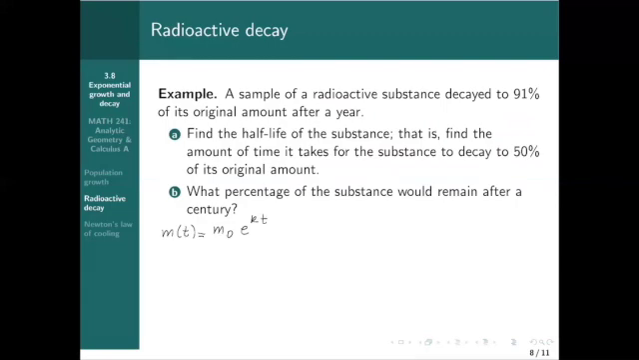So first, we are asked about the half-life of the substance. In other words, we are asking the amount of time that it takes for the substance to decay to 50% of its original amount. So representing this mathematically, we have M of T is going to be 50% or 0.5 times the initial amount of substance, so 0.5 times M0. And we want to find the value of t that satisfies M of t equals 0.5 M0. That is what the half-life of a substance is.